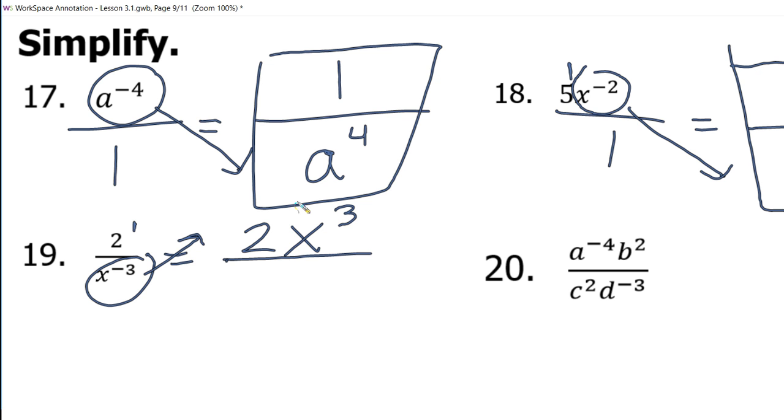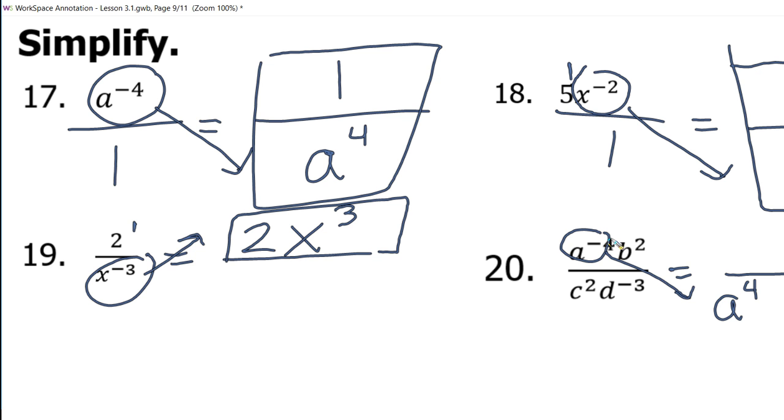Number 20. This one tends to give people problems too. And what I would do if I were you is take it one variable at a time. So a to the negative 4, does it stay or does it move? Yeah, if it's negative, you have to move it to the other side. So a to the negative 4, when I send it to the bottom, what does it become? A to the positive 4. So if you send it to the other side, you change the sign. So a to the negative 4 in the top, when it's in the bottom, it's a to the positive 4.